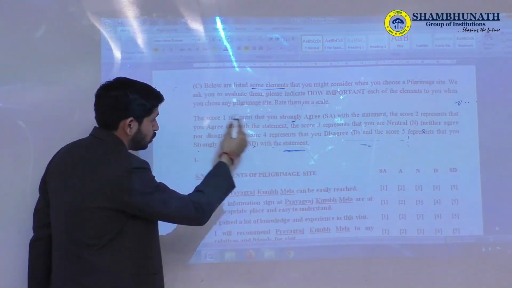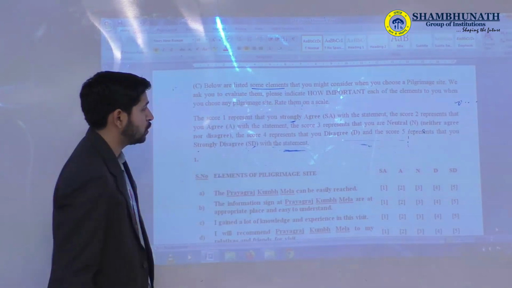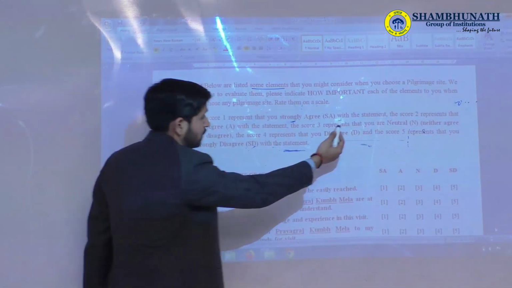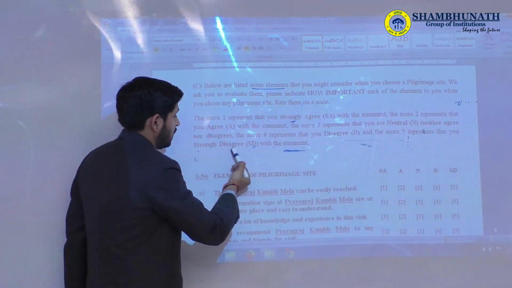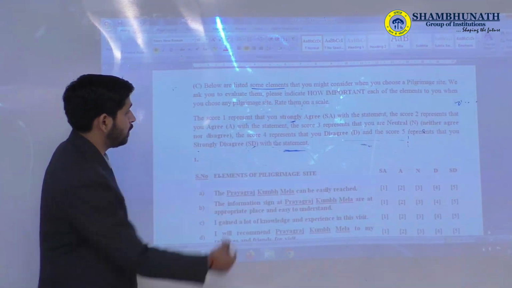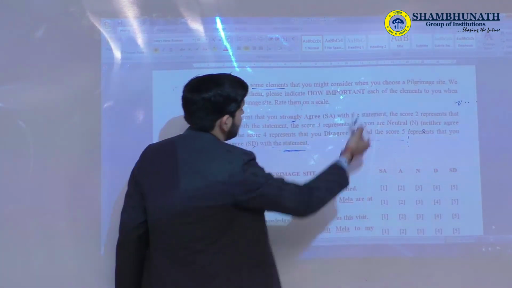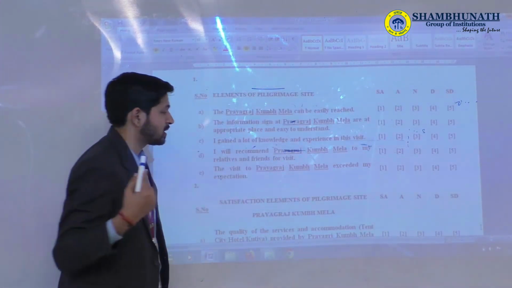So, here comes the use of a Likert scale. The score 1 represents that you strongly agree with the statement. Then scores 2, 3, 4, and fifth, strongly disagree with the statement. Now, this is the element we are talking about, how important the elements are. So, first, elements of pilgrimage site.